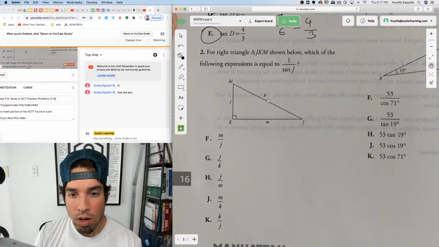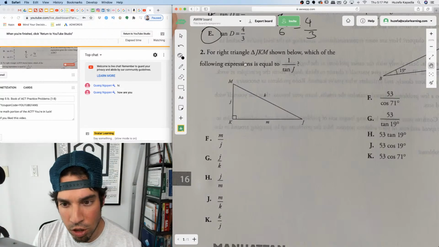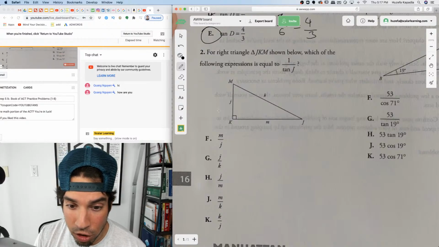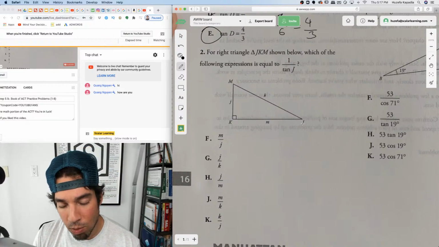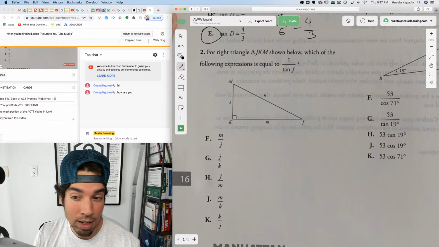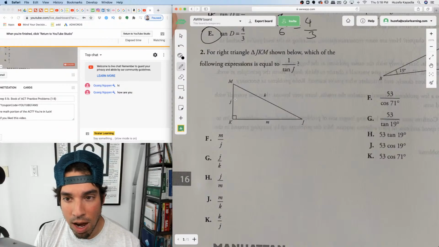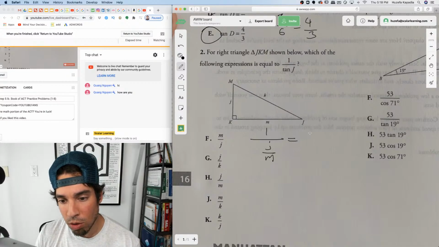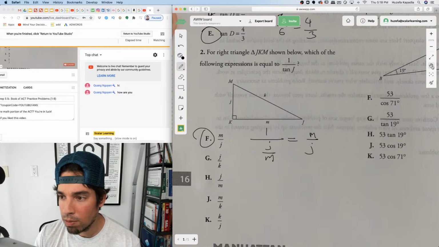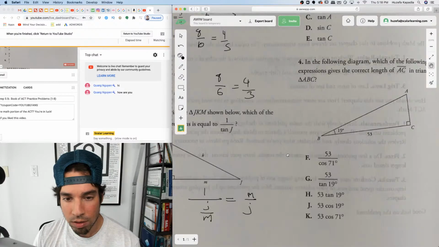All right, here we go. Number 2. For a right triangle JKM shown below, which of the following expressions is equal to 1 over tangent of J? The big letters are the angles, and the little ones are the sides. First of all, what is tangent of J? Tangent is opposite over adjacent, which means it's J over M. Now they want 1 over this. Remember, 1 over something is just a reciprocal, which is M over J, and we're good to go. It's also cotangent, by the way.